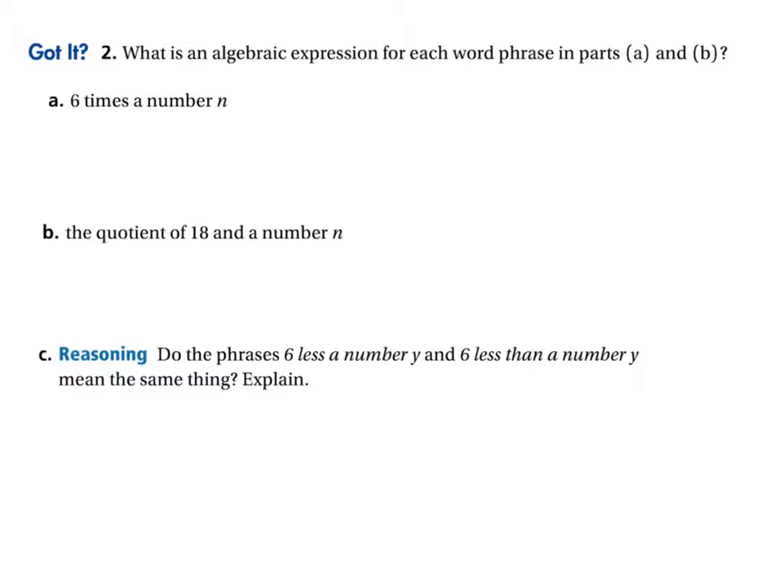Let's try this. What is an algebraic expression for each word phrase in parts A and B? A. 6 times a number n. 6 times is multiplication. So 6 times a number n can be written as 6n. B. The quotient of 18 and a number n. Quotient is division. So the quotient of 18 and the number n is 18 divided by n.